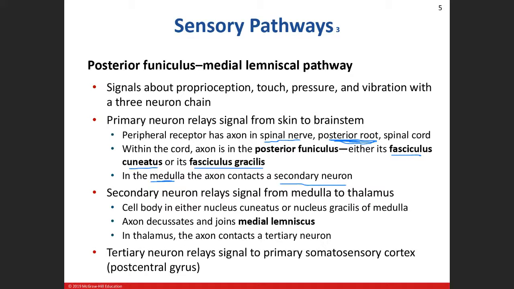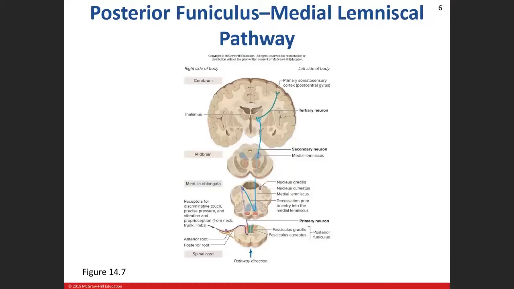So the secondary neuron is easy. It's going to go from the medulla all the way up to the thalamus. Before it goes up to the thalamus, it first has to cross over. When it crosses over to the other side, it enters into the medial lemniscus. It's going to travel all the way up in the medial lemniscus until it synapses in the thalamus on the tertiary neuron. I'll show you.